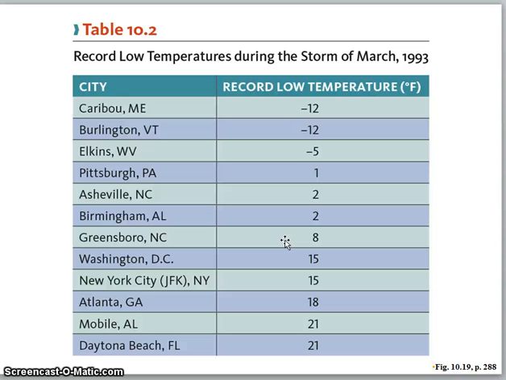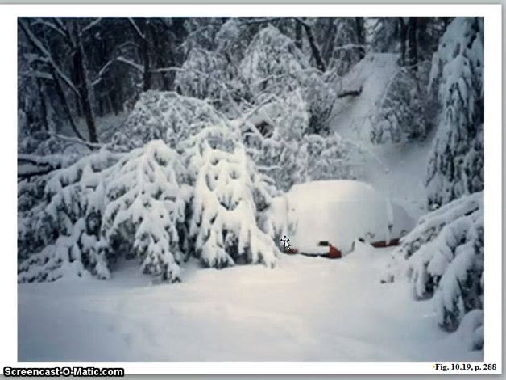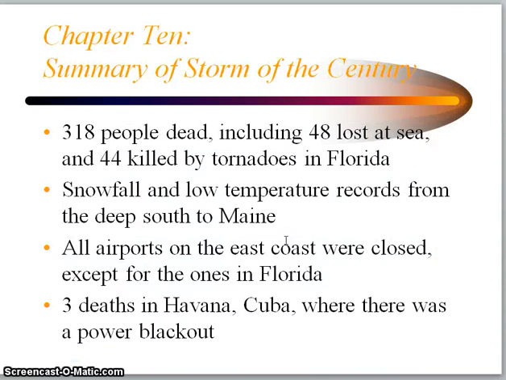Temperatures as low as 21 degrees in Mobile, Alabama, and Daytona Beach, Florida, in the middle of March. This is extraordinary. This is a picture of how much snow piled up on the ground near Asheville, North Carolina, during the storm of the century in March 1993. In summary, 318 people were killed in this storm.